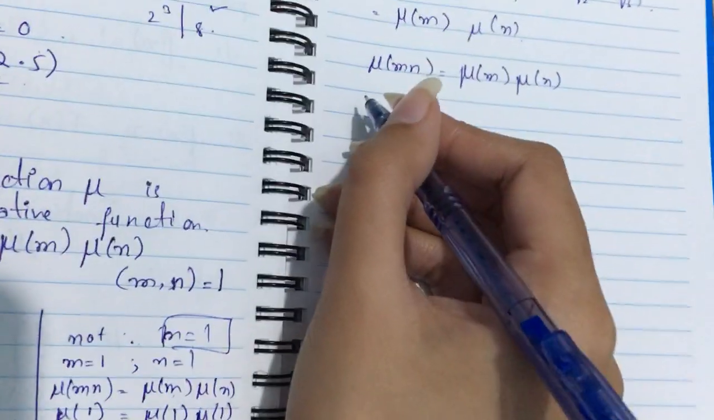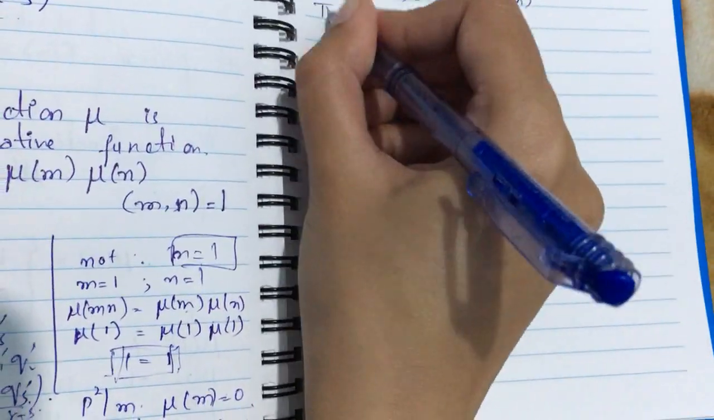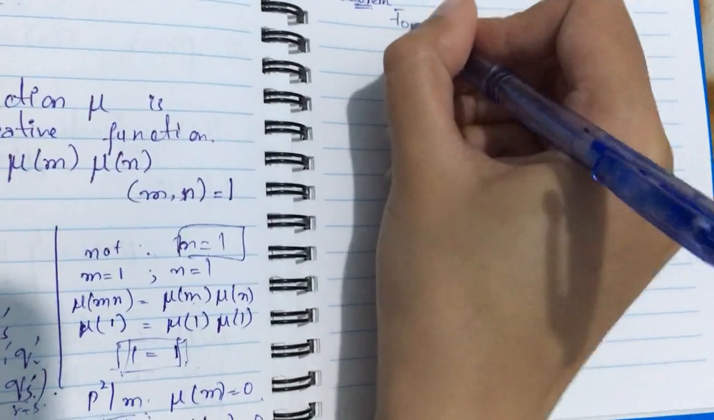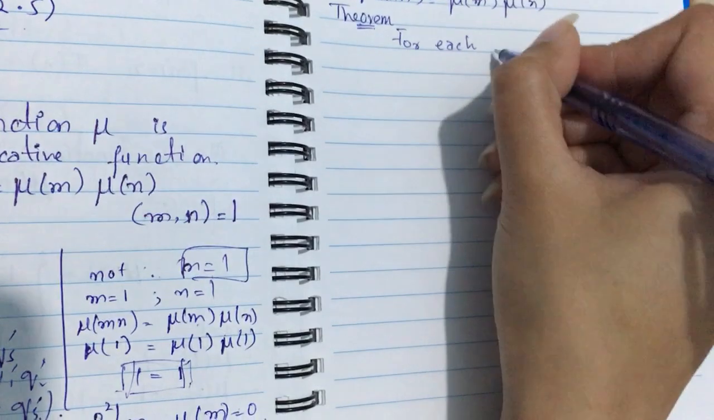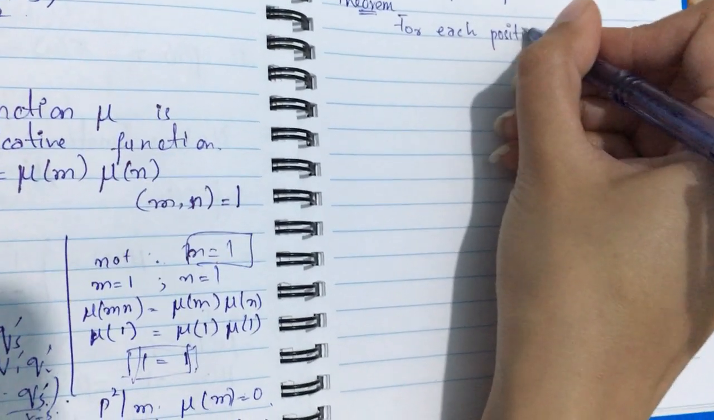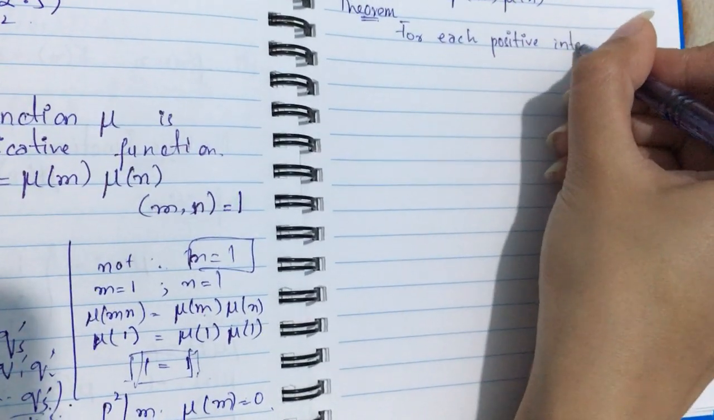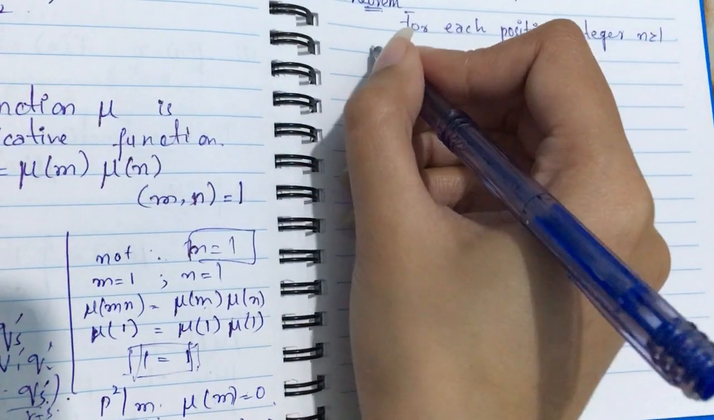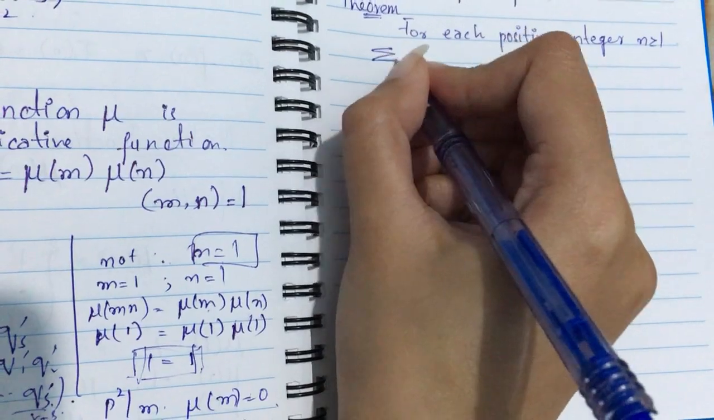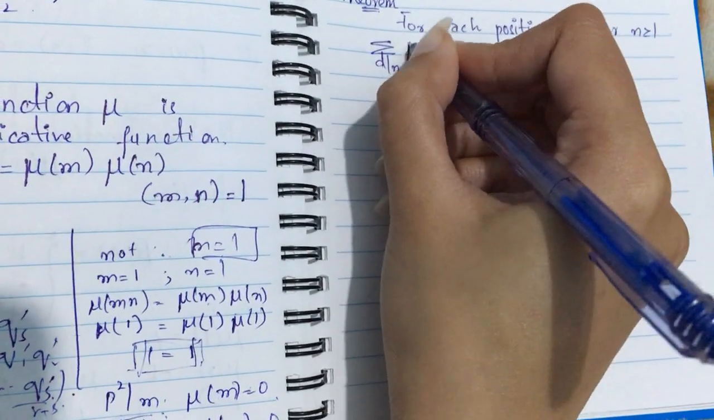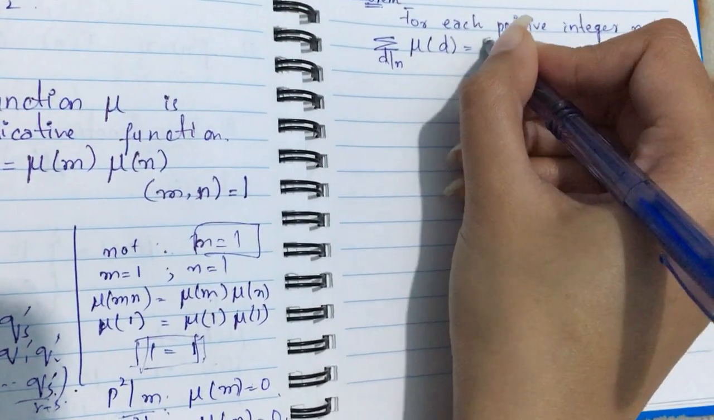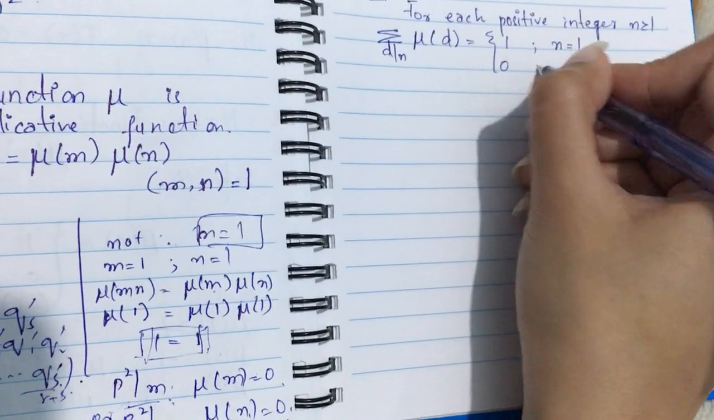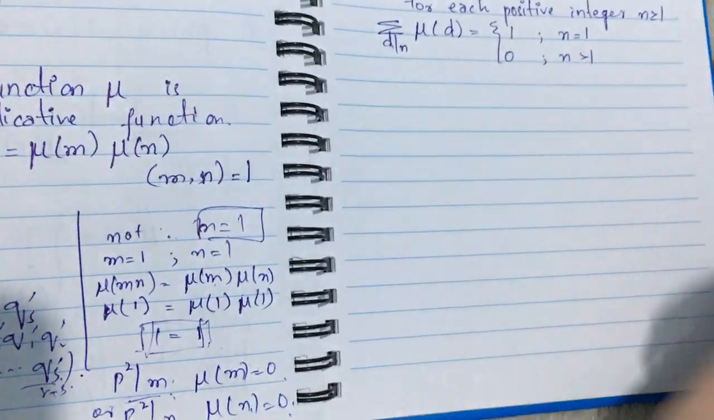So here is another theorem about the Mobius function: for each positive integer n greater than or equal to 1, the summation over d dividing n of mu of d is equal to 1 when n is equal to 1, and 0 when n is greater than 1.